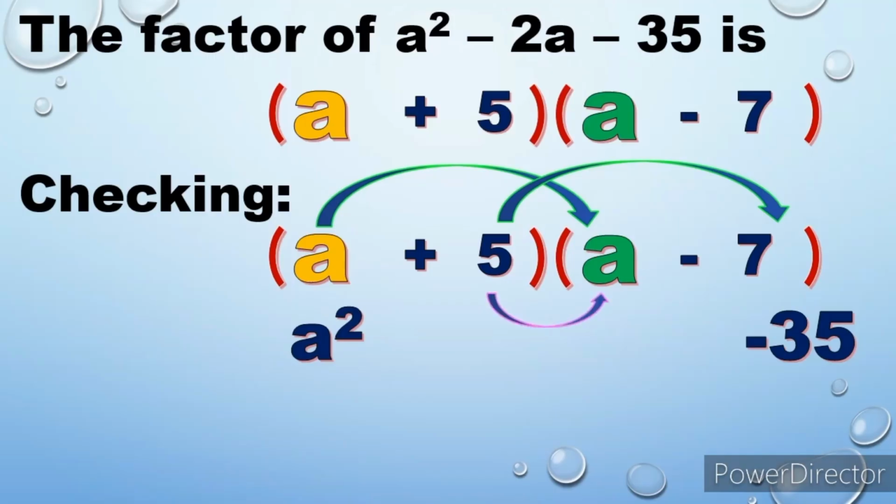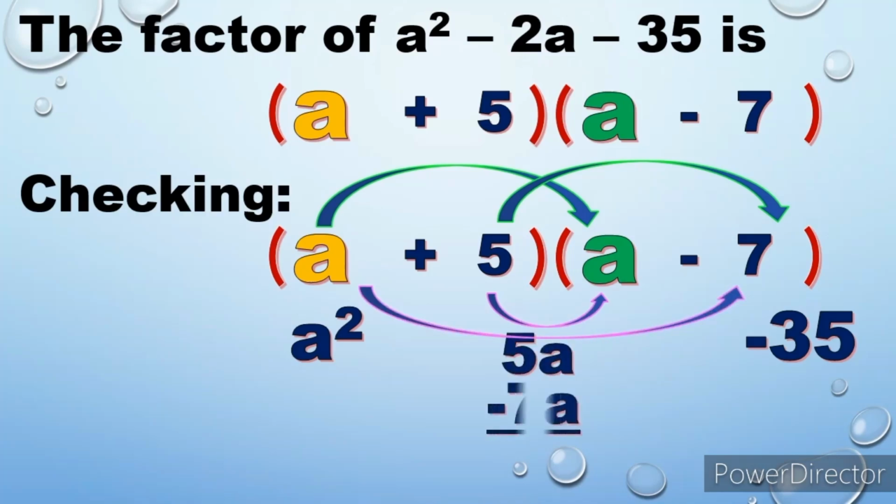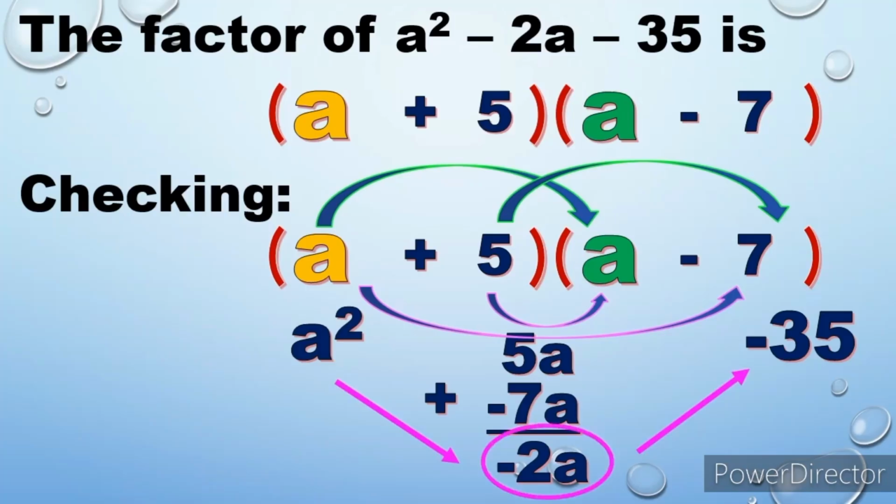5 times a is equal to 5a. Then a times negative 7 equals negative 7a. And then we add 5a plus negative 7a equals negative 2a. Okay. The resulting product is a squared minus 2a minus 35, which is match doon sa given trinomial natin na a squared minus 2a minus 35.